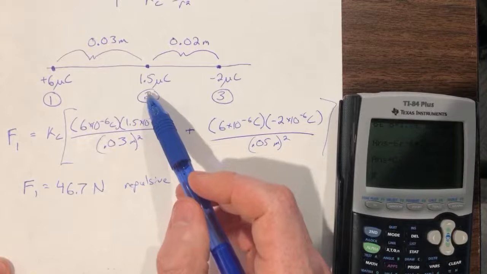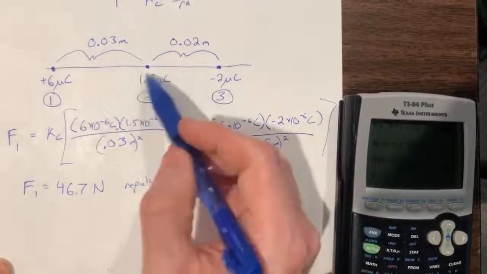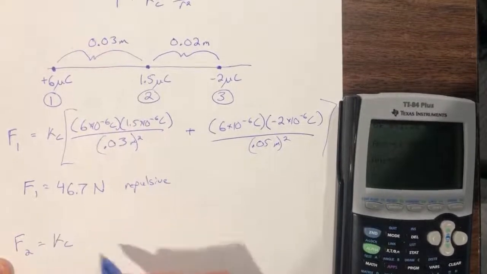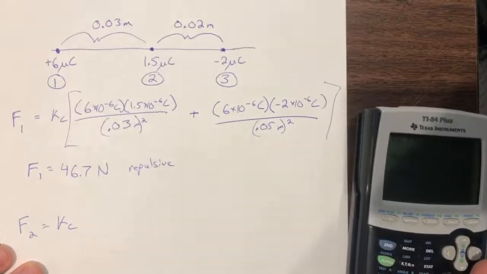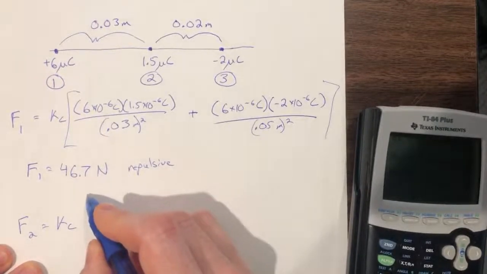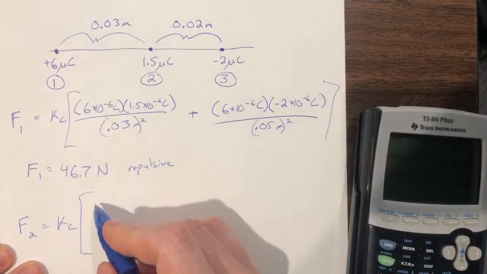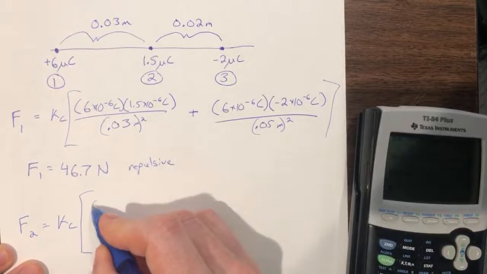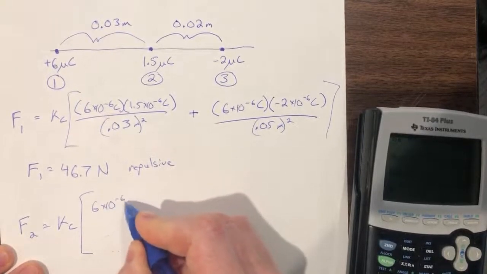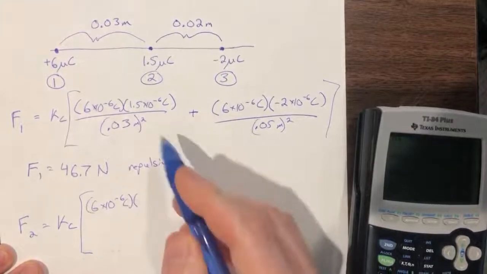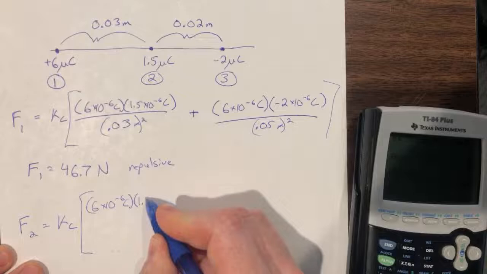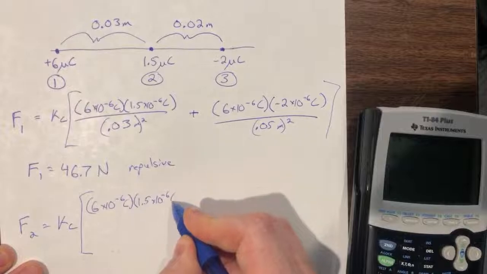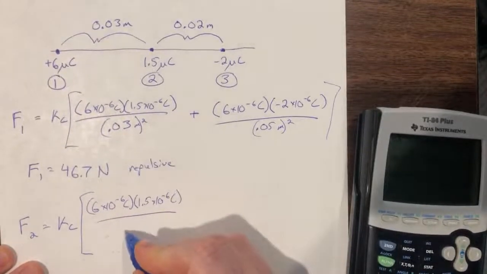So we're going to do this with all three of them, all right? We'll do that middle one next. So F2. And we're just going to multiply by the Kc at the very end. It's just going to make it a little bit easier. Although, honestly, not that much different. It is going to be 6 times 10 to the minus 6 coulombs times 1.5 times 10 to the minus 6 coulombs. And this is going to be the same as this one above.